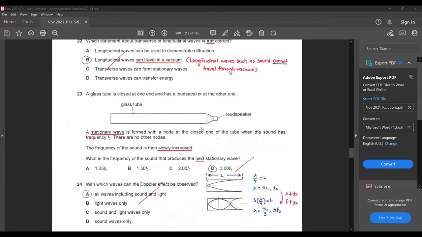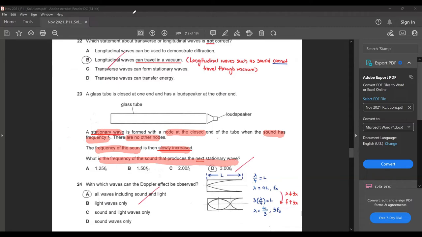Okay, number 23. You have a glass tube that is closed at one end and has a loudspeaker at the other. A stationary wave is formed with a node at the closed end of the tube when the sound has frequency of f naught. There are no other nodes. The frequency of sound is then slowly increased. What's the frequency of sound that produces the next stationary wave?